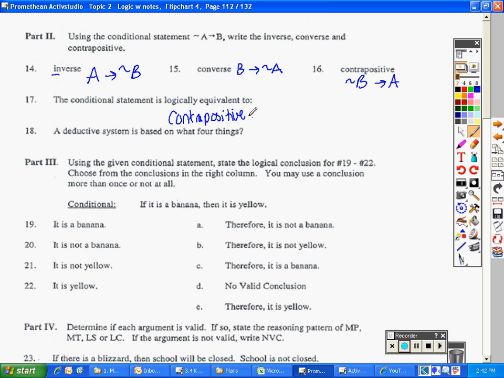All right, a deductive system is based on what 4 things? You do not need to know this. Don't waste your time. All right, next section, part 3.